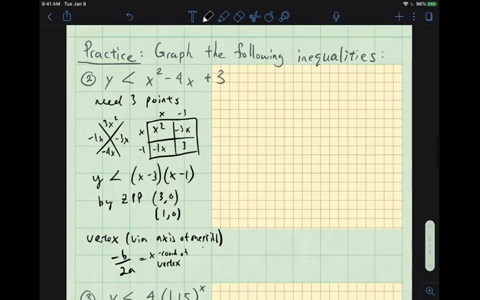We look at this particular equation. We have b is negative 4, a here is positive 1, negative 4 over 2 times 1 gives us 4 over 2, so we know the x coordinate is 2. Solve for y.